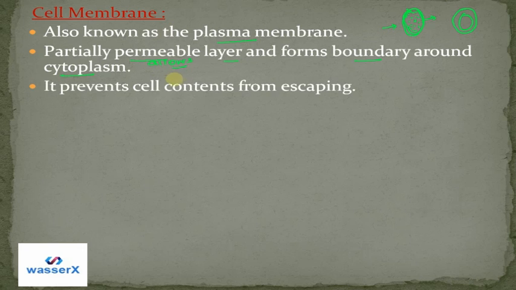And what does it do? It prevents the cell contents from escaping. Why? Because it is a protective layer. It encloses the cytoplasm, and we know that all the cell contents are present inside the cytoplasm. So it is covering the cytoplasm. That's why no cell content can escape from it, right?